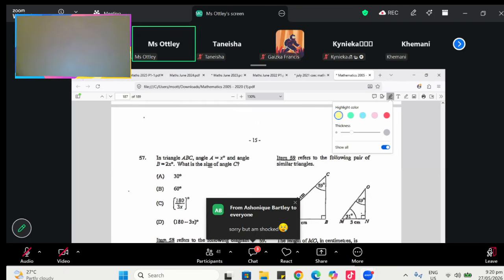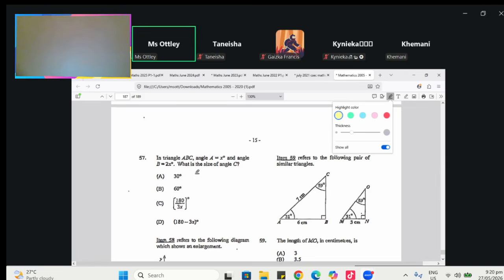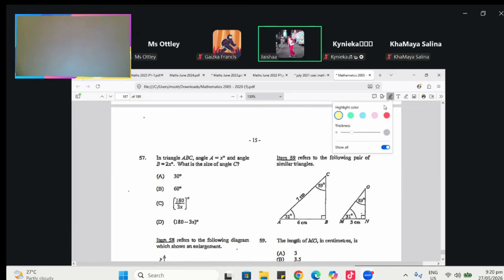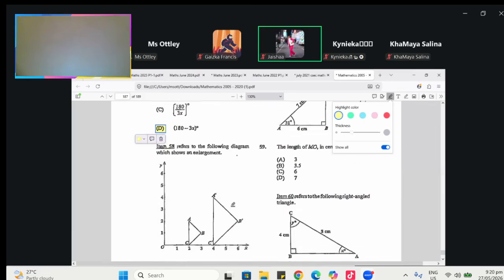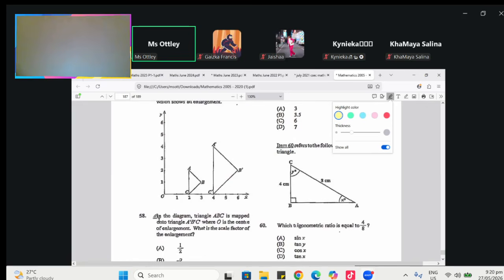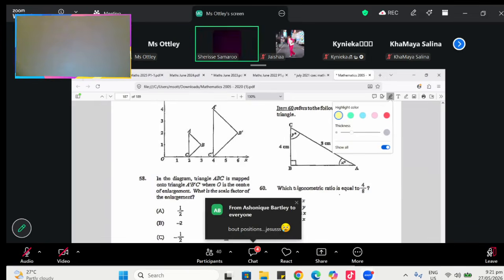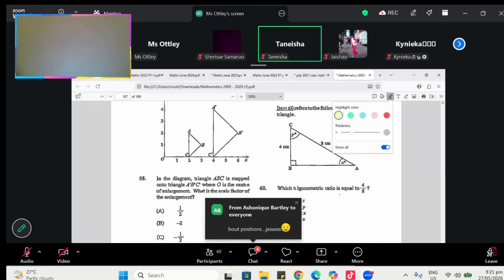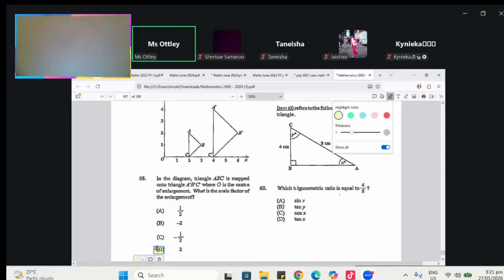In triangle ABC, angle A is x and angle B is 2x. What is the size of angle C? D. Item 54 refers to the diagram which shows an enlargement. In the diagram, triangle ABC is mapped onto triangle A prime, B prime, C prime, where the origin is the center of enlargement. What is the scale factor of enlargement? D. Right? It is twice the size.